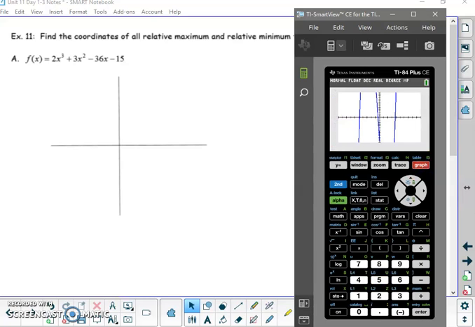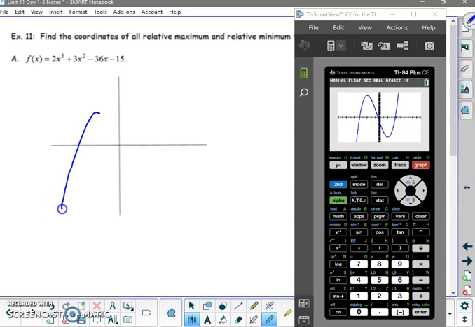If I want the coordinates of relative maximums and minimums, I should know a cubic goes up, down, back up, so I need to adjust my window. I'm going to go to my window, y min, let's go negative 50, y max, let's go 50. Whoa, still need to go more. So y min, let's go negative 75, hopefully this will do it, and positive 75. Perfect. Now a quick sketch. Obviously if I need a relative maximum, I need this point here. If I need a relative minimum, I need that point there.